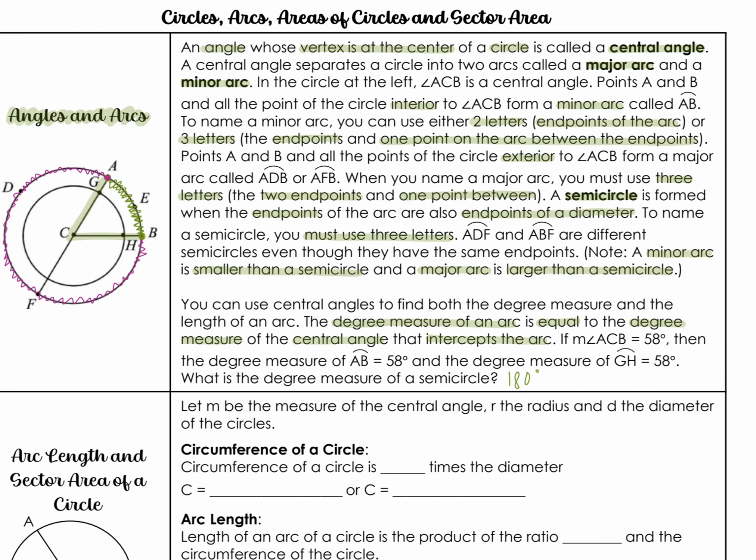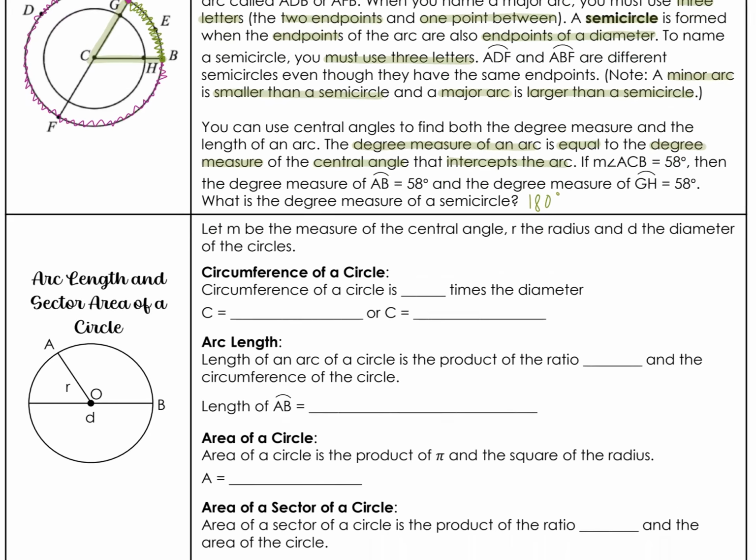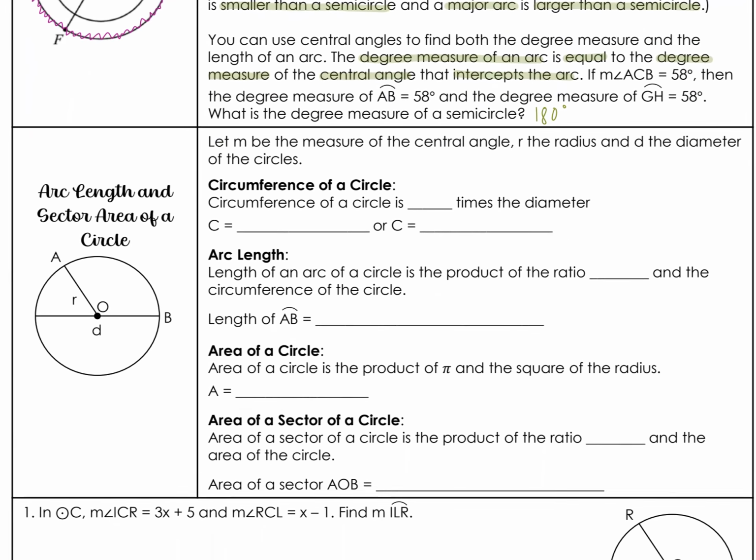All right, now we're going to move into our section over arc length and sector area of a circle. We are going to let M be the measure of your central angle. We are going to use R as our radius, which you should be familiar with, and D as diameter. So starting off, you should already know this: the circumference of a circle is pi times your diameter.